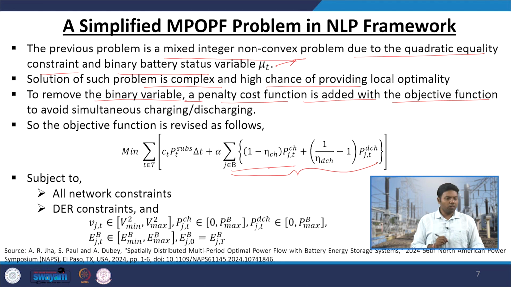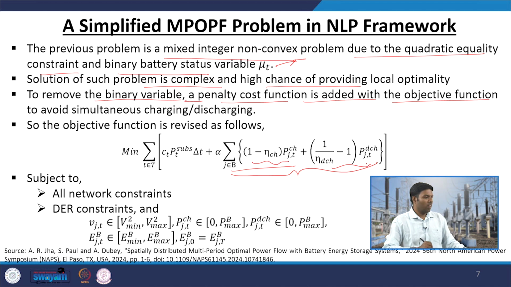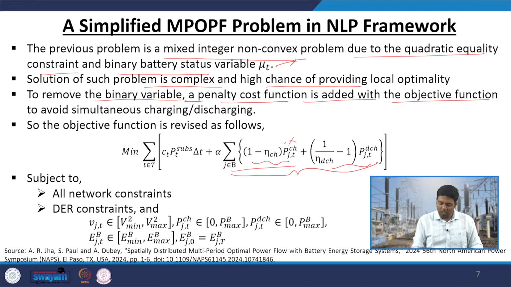This says the loss function because of your charging and your discharging. Now, why will this avoid simultaneous charging and discharging? This is because either your loss function will give you the charging loss or it will give you the discharging loss. Now, you can see it is minus here and it is plus here.